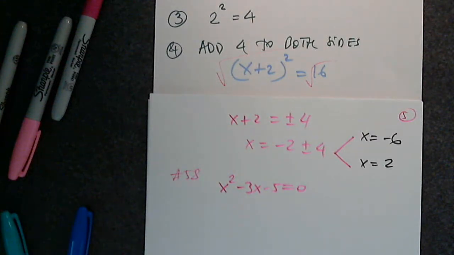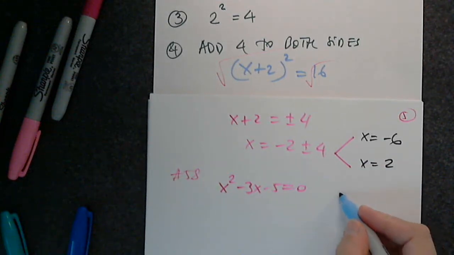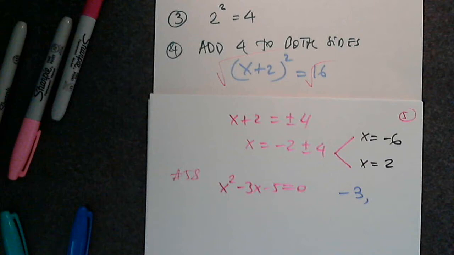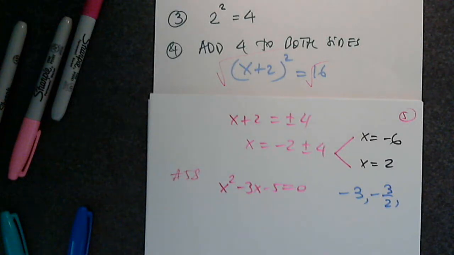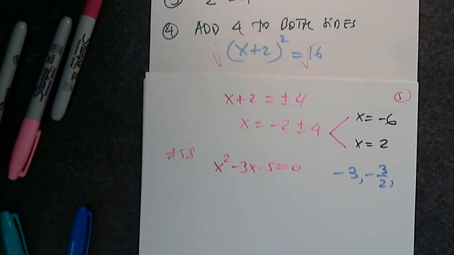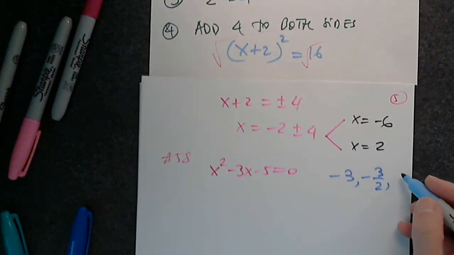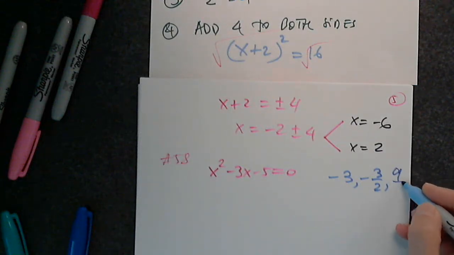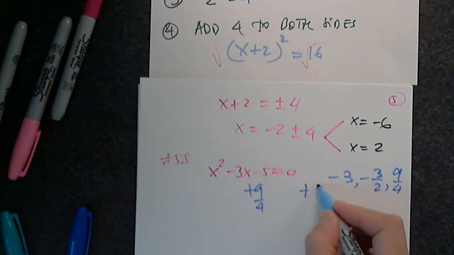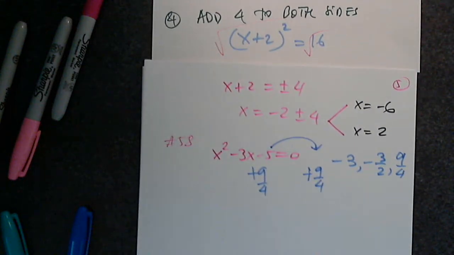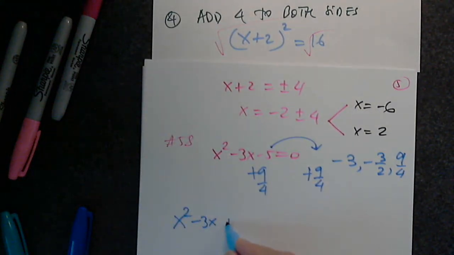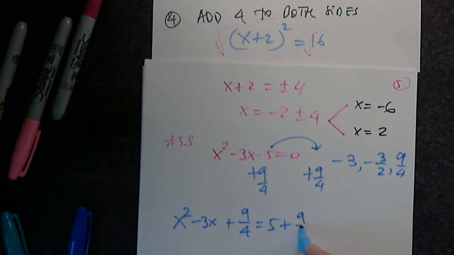First step is identify the middle coefficient, which is negative 3. Second step, we divide it by 2, so it's negative 3/2. And in the third step, we will square this number. When I square a fraction, I square the top and I square the bottom. What do I get? Excellent. This is what I add to both sides of the equation. And at the same time, I will move 5. So the new equation is x squared minus 3x plus 9 over 4 equals 5 plus 9 over 4. Please remember, it must be added to both sides.